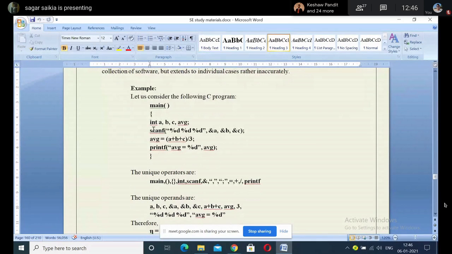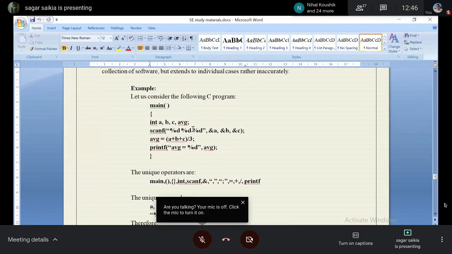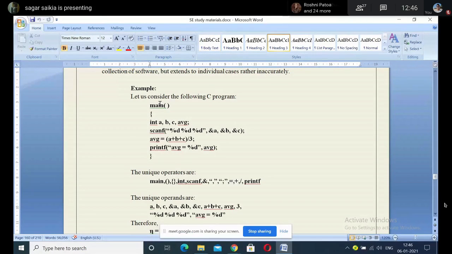So suppose I have this program. What is it doing? It is printing the average of three numbers. We are taking three numbers from the keyboard, from the user's choice, and then we are finding the average and printing it. Now, which are the unique operators we have? This is a keyword, main, isn't it? This is also another one, which represents a function. The braces are another one. Int, then scanf, ampersand, then these commas, semicolon, these operators, plus, division, and printf. All of them are unique, they represent unique operators.